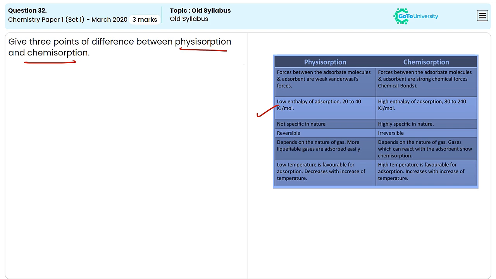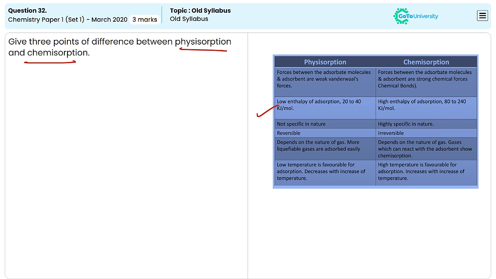And the third one we can explain in terms of temperature dependence. Physisorption decreases with an increase in temperature. Higher temperature provides thermal energy that can overcome the weak van der Waals forces, leading to desorption.